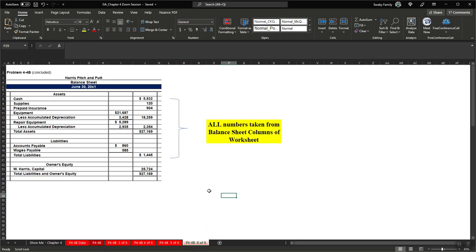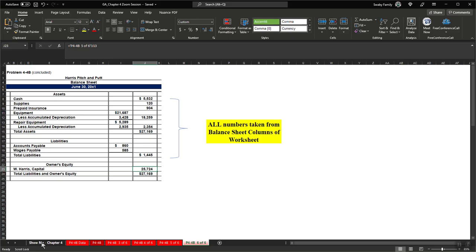The final piece is the balance sheet. And of course, you know it's called a balance sheet because it should balance. It has all the assets. Again, these are taken from the balance sheet columns of the worksheet. The debits for these assets, the credits for the accumulated depreciation. So we have our total assets. Then we took our liabilities from the worksheet, and of course the ending balance from the statement of owner's equity.